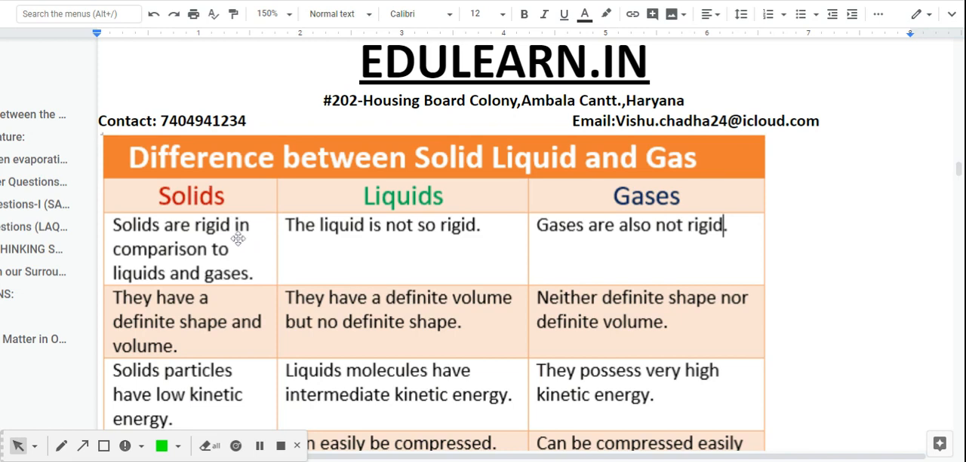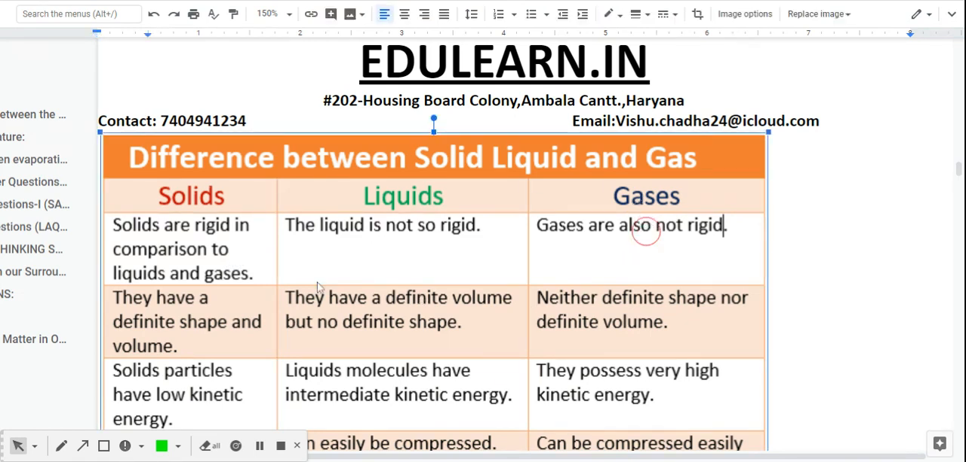So the first point of difference between the solid, liquid and gases, as you can see in this figure on your screen, solids are rigid in comparison to liquids and gases. Like solids cannot change their shape, but liquids can change their shape and gases do not keep a fixed shape. We are talking about solids right now. They have a definite shape and volume, and liquids do not have definite shape but have definite volume.